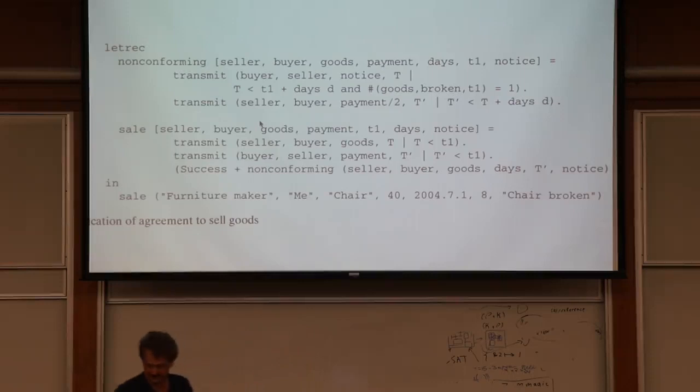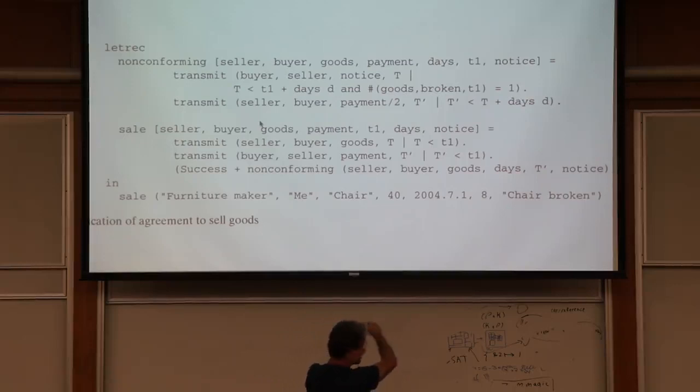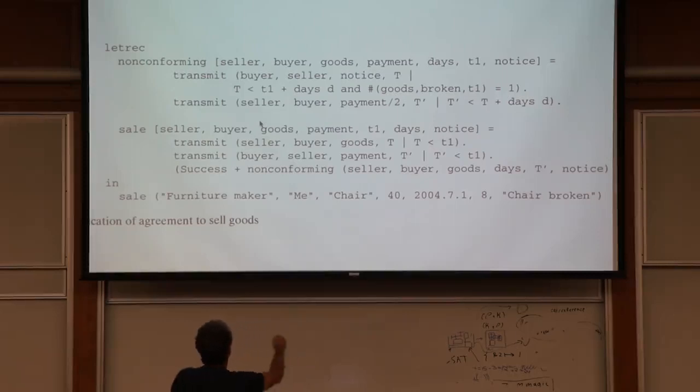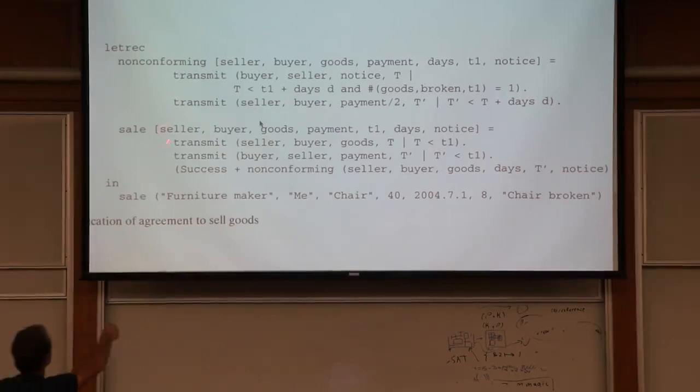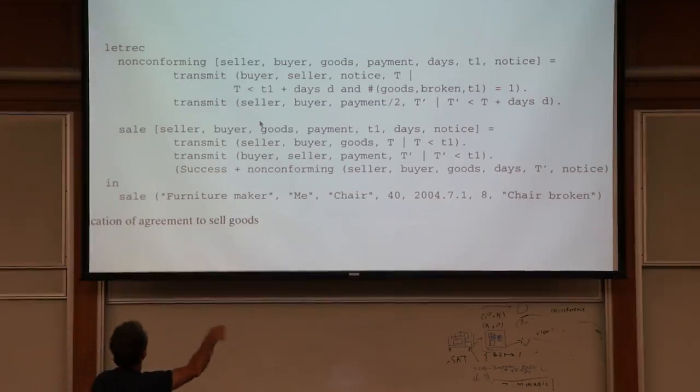Is that better? Yes, thank you. So sale is then instantiated with, in this case, only strings representing agents and actually even the resources. This is before we had the resource model I showed before last lecture. So what is sale then? Sale is defined to be here. The square brackets are in the definitions, so don't get confused, it's the same thing as round parentheses. So seller, buyer, goods, payment, T1 days notice, and you can see that's the number of arguments we have.